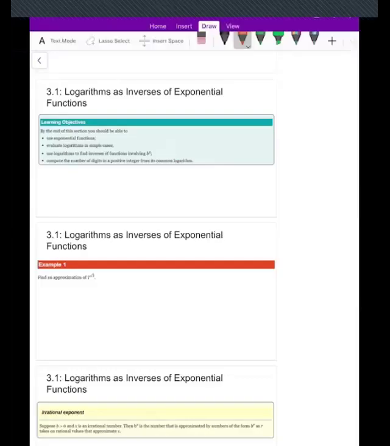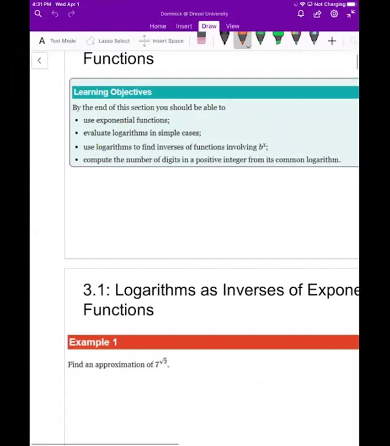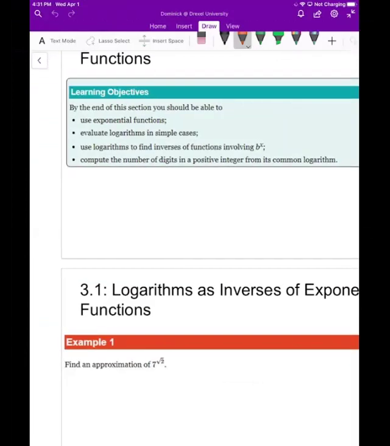Okay, guys, welcome. Today we're going to talk about logarithms as they come about by inverses of exponential functions. What I hope to do in this video is talk about how to use exponential functions, how to evaluate some simple logarithms, how to use logarithms to find inverses of specific functions, and how to find the number of digits in a positive number by using a common logarithm.